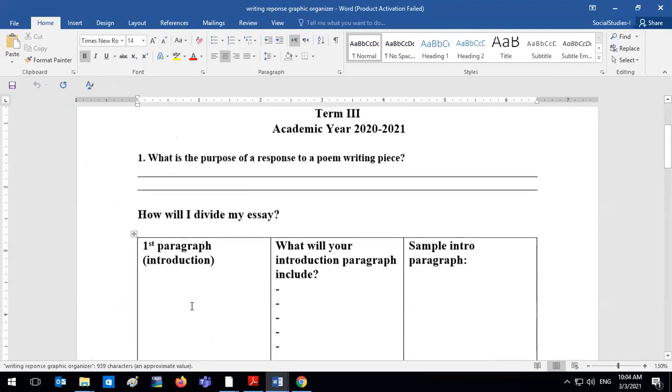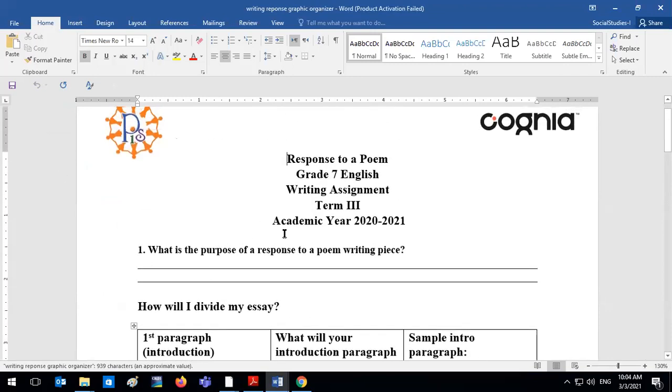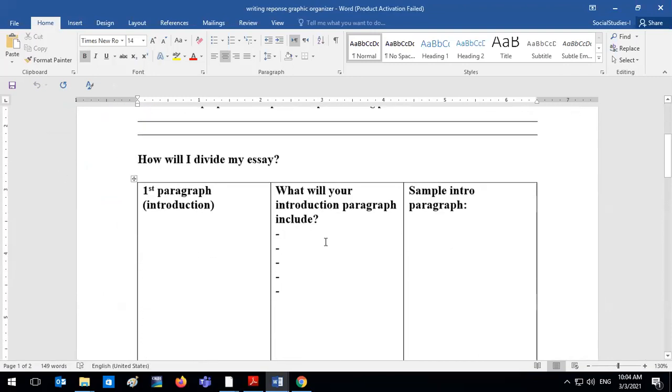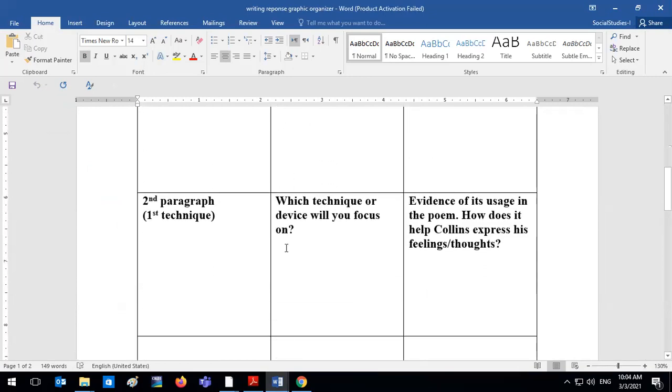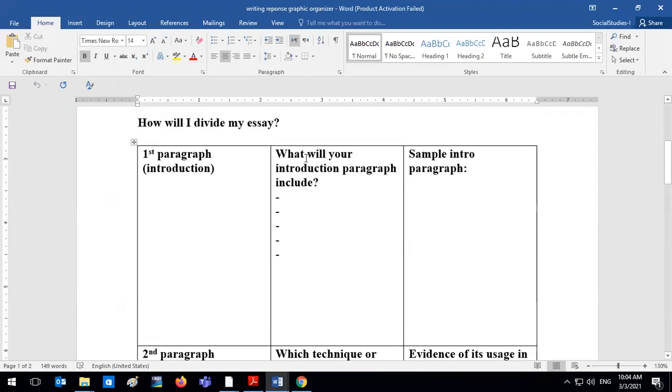And by the way, there's a response to poetry graphic organizer. If you want to do only paragraph 1 and send it, do I do it in the same sheet or in the notebook? No, you're going to write it separately on a separate sheet of paper. But this is a way to help you organize your ideas. What are the 5 things that you need to mention in your first paragraph? Write them here, and write a sample, and then write it on a piece of paper.